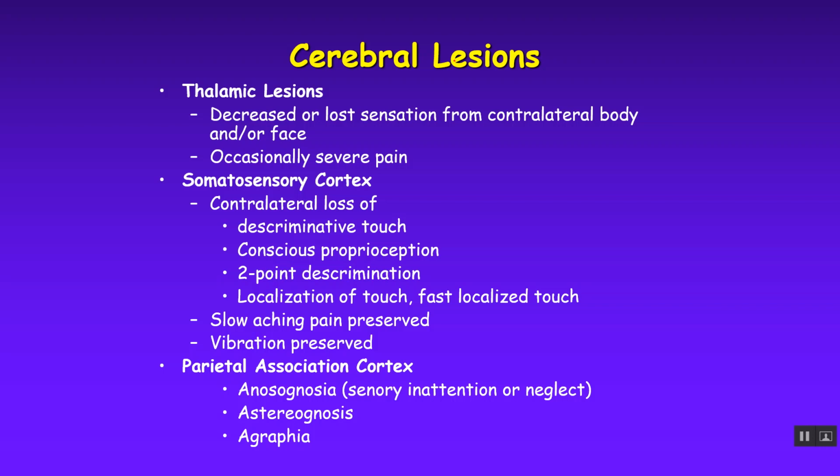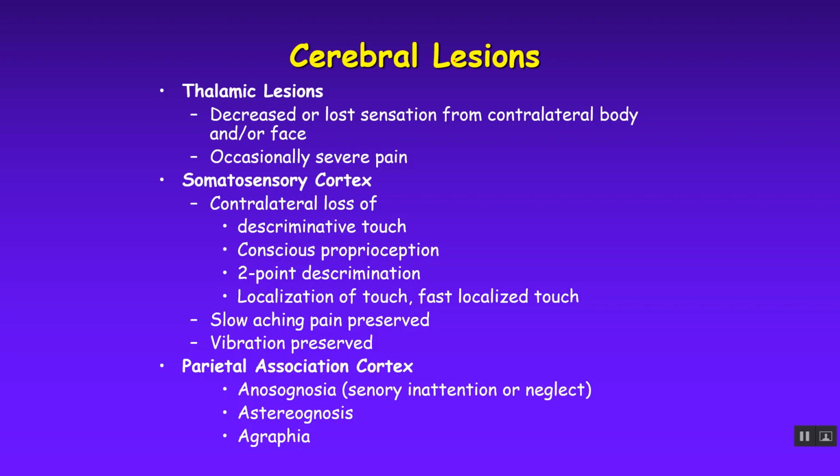If you just damage the cortex, the postcentral gyrus, the primary somatosensory cortex, you will get contralateral loss of discriminative touch. So conscious proprioception, discriminative touch, two-point discrimination, localization of touch, all that finite, discrete information coming from your body, if you damage just the cortex.